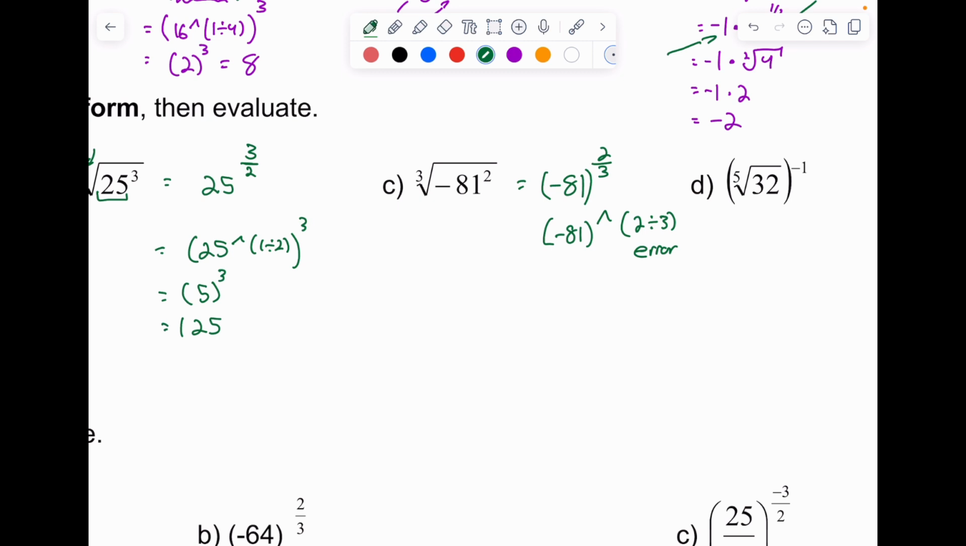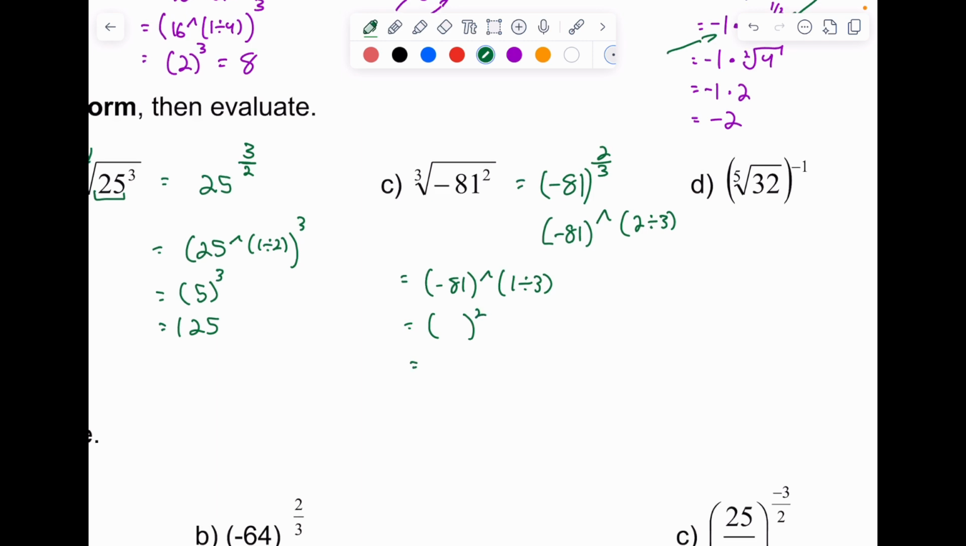And why you get an error is outside the scope of this course. But this actually has a solution, and this is why it's important to do it in steps, okay? So do it in steps. Go negative 81. First, evaluate your root, okay? So you're going to go negative 81 to the power of 1 divided by 3, all right? Get your answer. Then take that answer and put that to the power of 2.